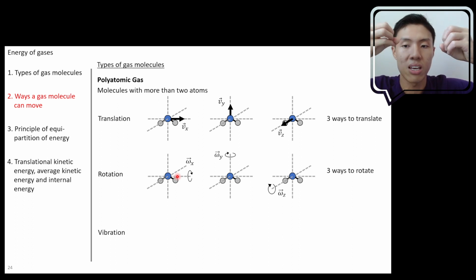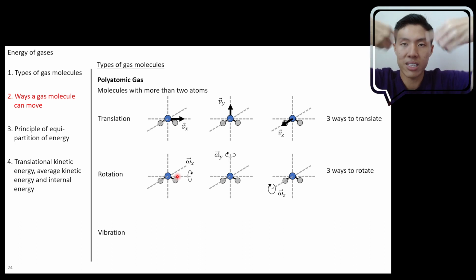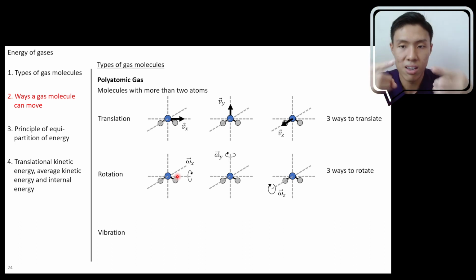It's just like this. But right now, it's polyatomic, it's 3. So you can imagine it to be rotating like this, or like this, or like this. So you can see significant motion of the atoms in space, so they can store kinetic energy. So 3 ways to translate, 3 ways to rotate.